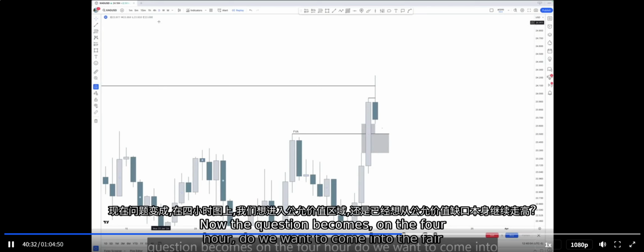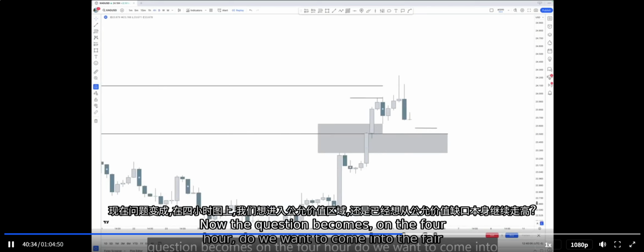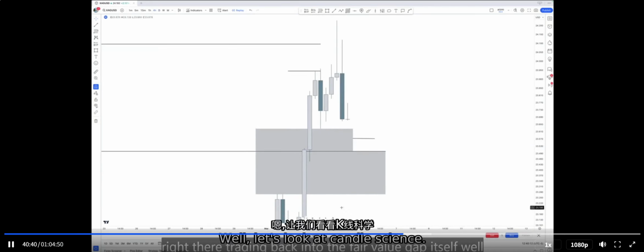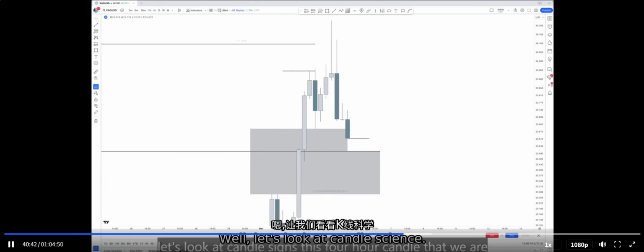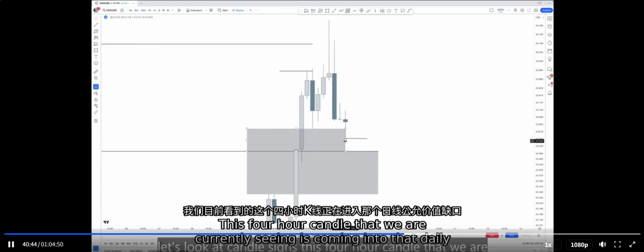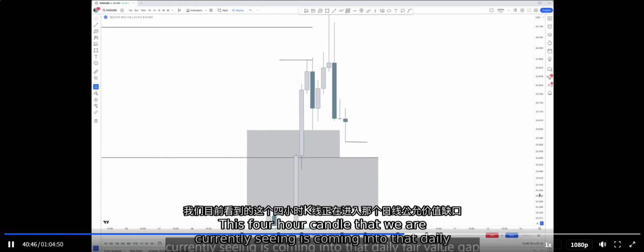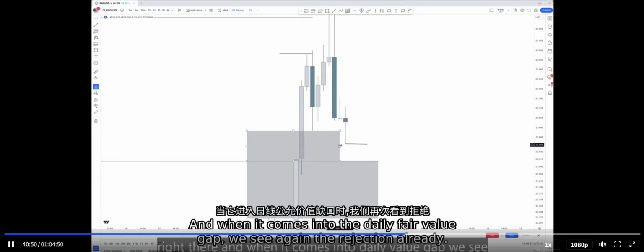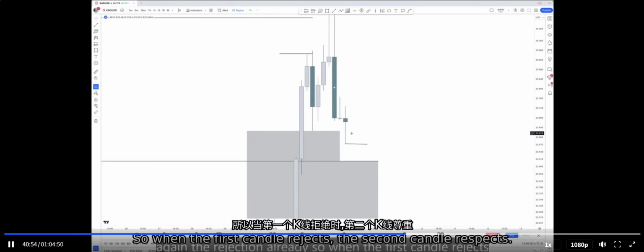Now the question becomes, on the 4 hour, do we want to come into the fair value area, or do we already want to continue higher off the fair value gap itself? Well, let's look at candle signs. This 4 hour candle that we are currently seeing is coming into that daily fair value gap right there. And when it comes into the daily fair value gap, we see again the rejection already. So when the first candle rejects, the second candle respects.